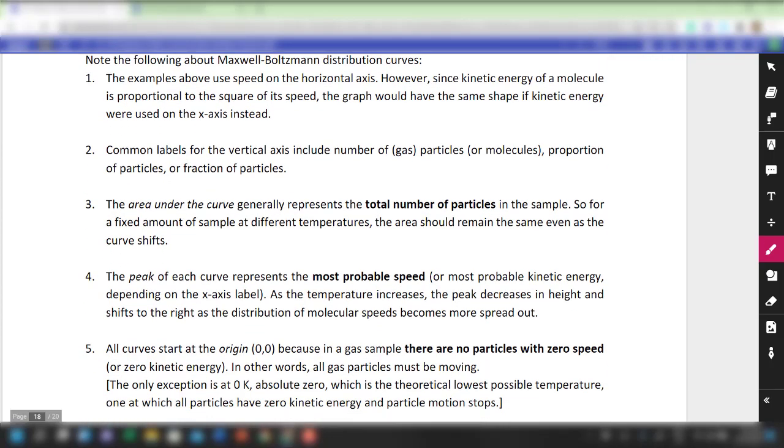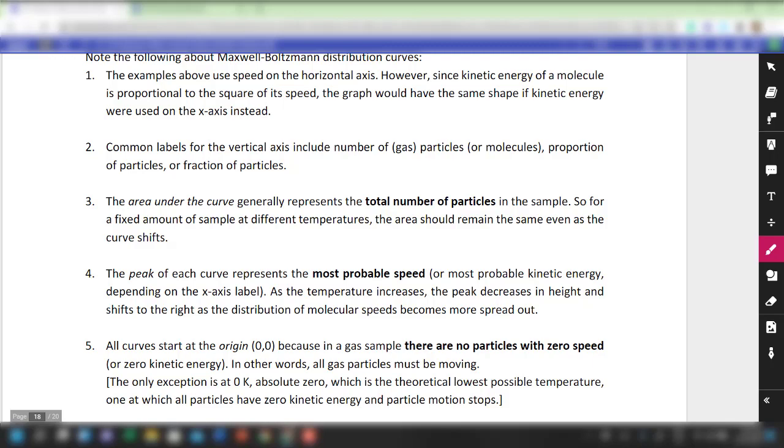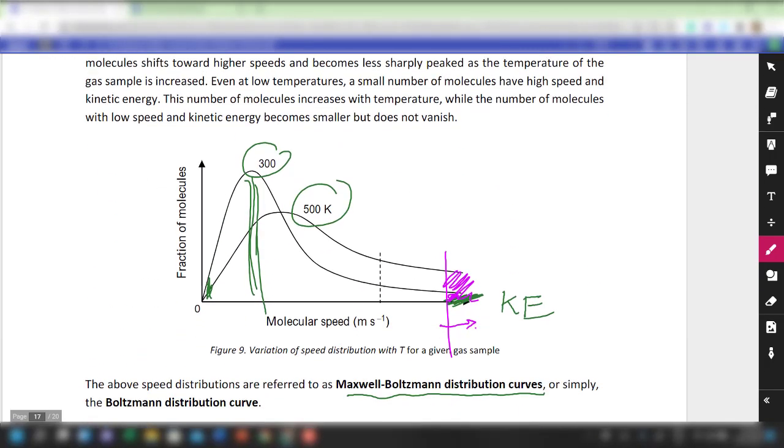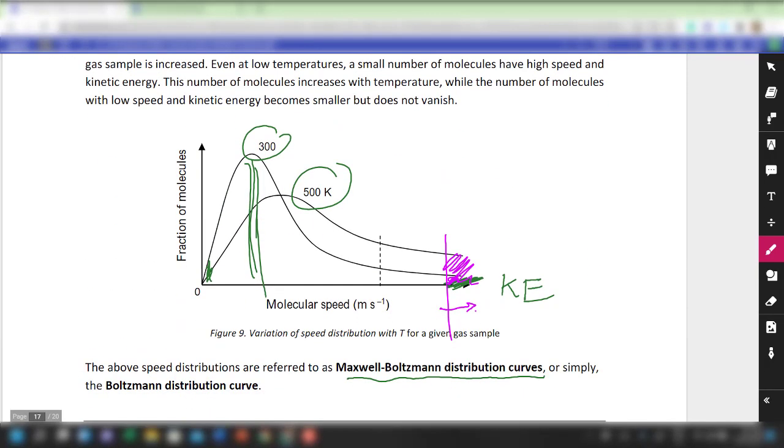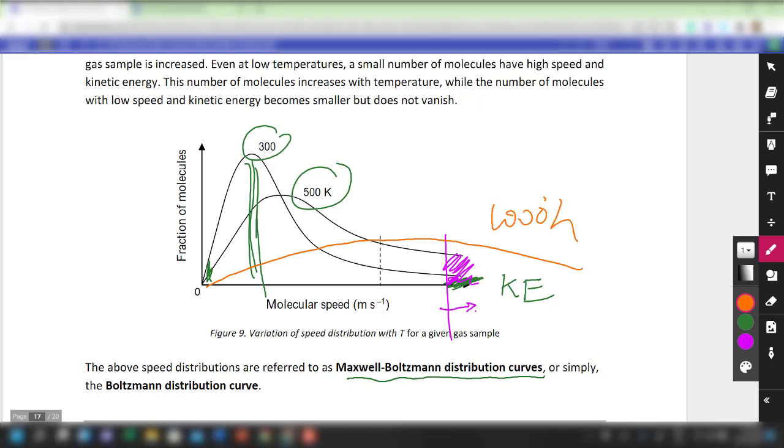You might want to read through this if you wish to. I think the main thing is that the area under the graph represents the total number of particles. That means that whether it is at 300 Kelvin, 500 Kelvin, or even 1000 Kelvin, the area under the graph is the same. So inevitably, as you increase the temperature, the peak will decrease, because for the area to be the same, the peak must decrease as the temperature gets higher.